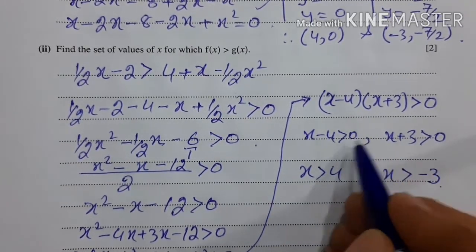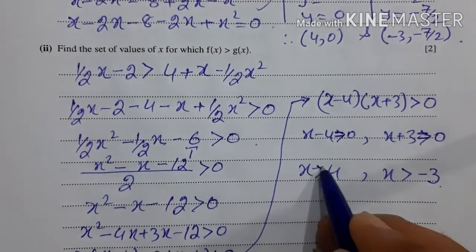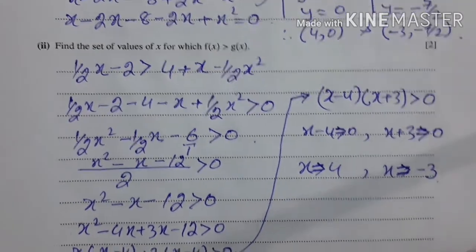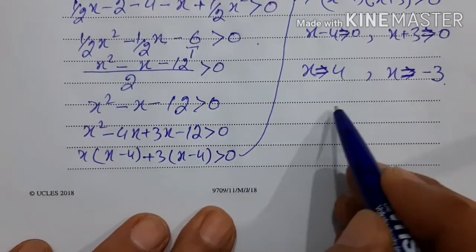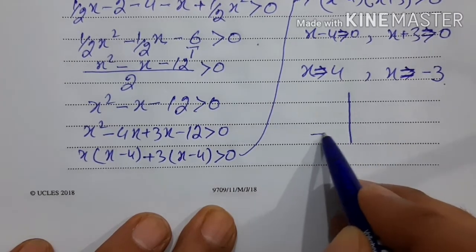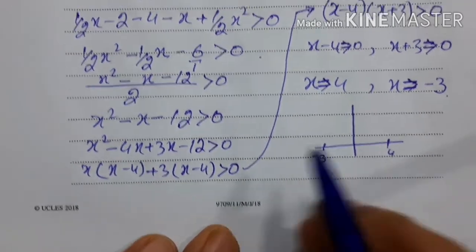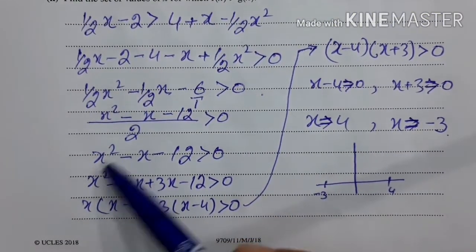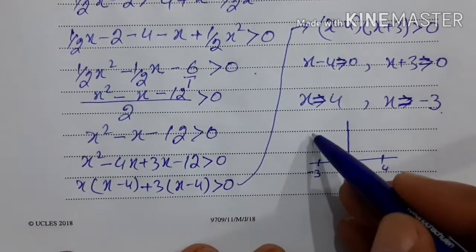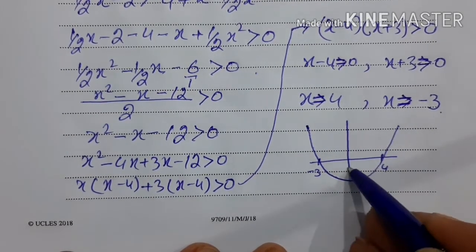So now, for the moment we'll consider them equal to 0 for the critical values. So this one's critical value is equal to 4, this one is equal to minus 3. So now I'll make a parabola here like this. This is 4, this is minus 3. Now this is actually a cup shaped parabola because x square is positive. So this parabola will open upwards.